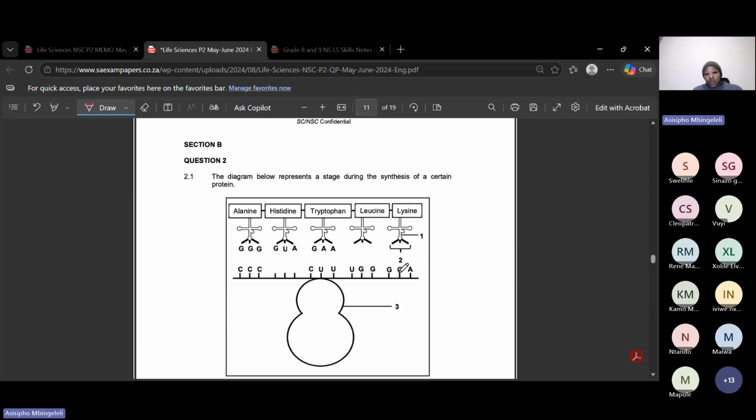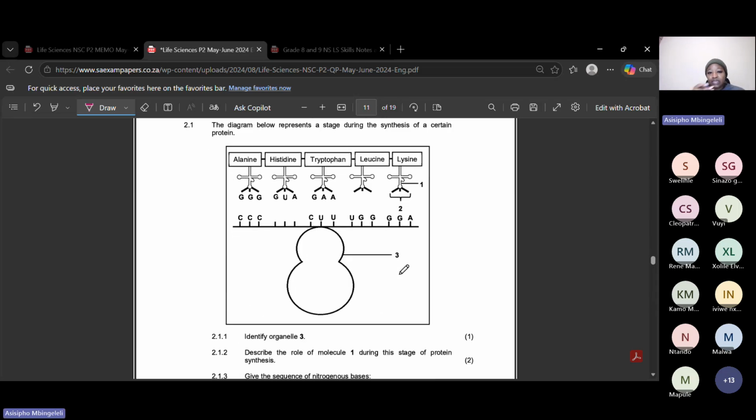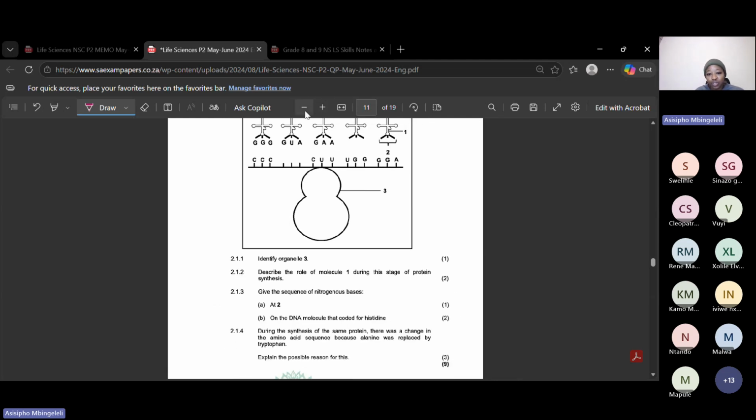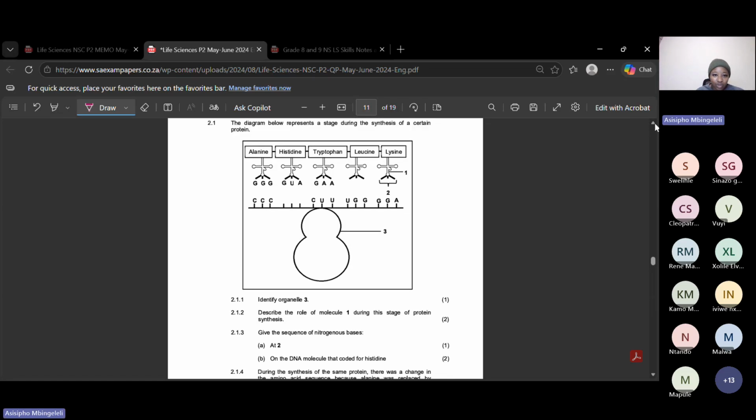Okay, this we have done. This is our protein synthesis, but you guys easily forget protein synthesis. So it's your turn to answer. I'll be nice. 7 minutes to answer this one.